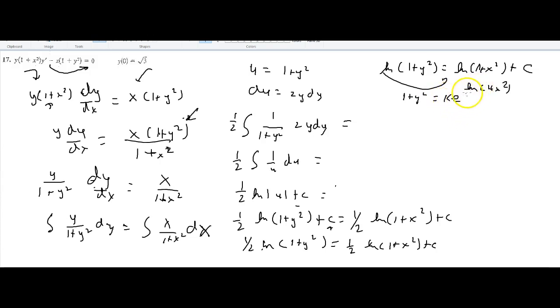E to the ln is reverse functions, right? So that's just going to come down. And I'm going to get k plus kx squared. Move the 1 across, so you get y squared equals kx squared plus k minus 1. I've got my square root. Y equals plus or minus the square root of (kx squared plus k minus 1). This is my general solution.